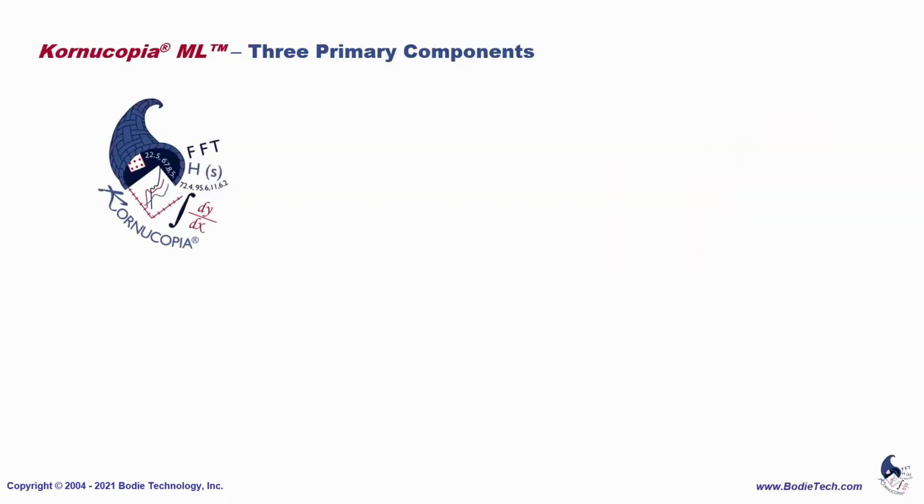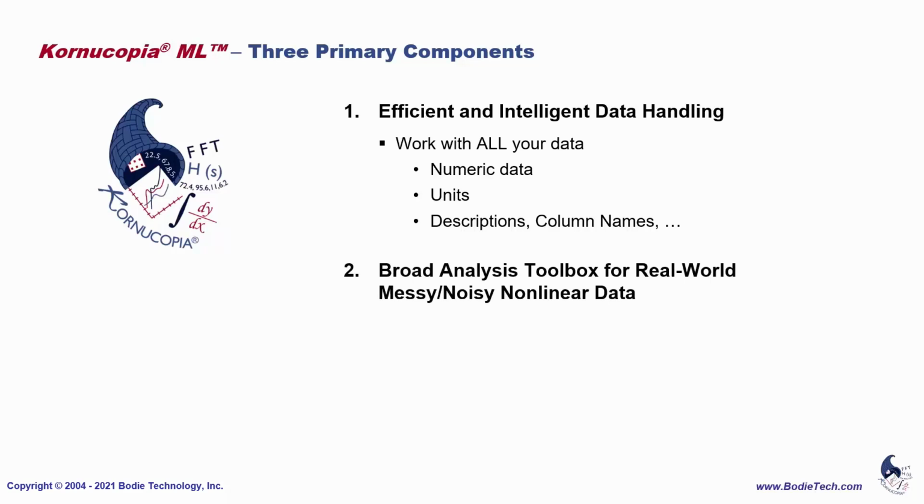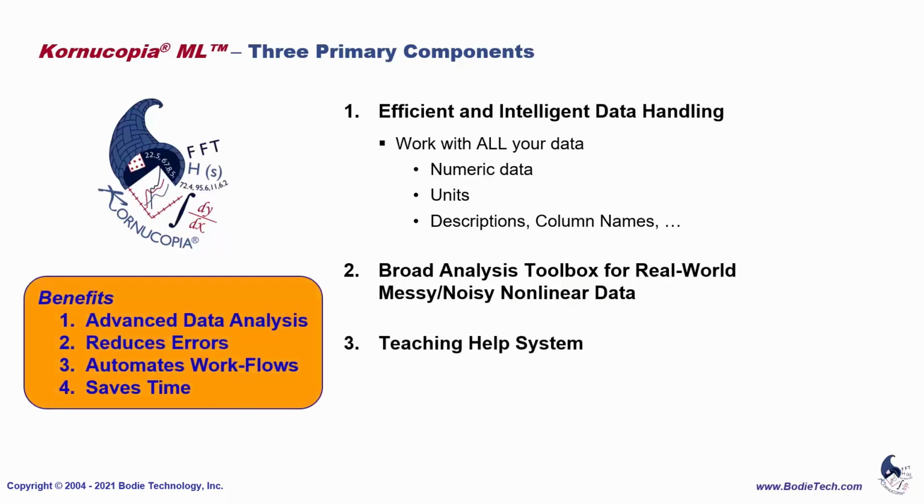Kornucopia ML is an improved approach based on three primary components. First, it has an efficient and intelligent data handling architecture that allows you to work with all your data, the numeric portion, the units, the descriptions, column names, and other important meta information. Second, Kornucopia has a broad analysis toolbox for real-world, messy, noisy, nonlinear data. And third, this is all supported by a teaching help system. Kornucopia ML provides advanced data analysis that also reduces errors and automates your workflows, saving you and your colleagues large amounts of time.